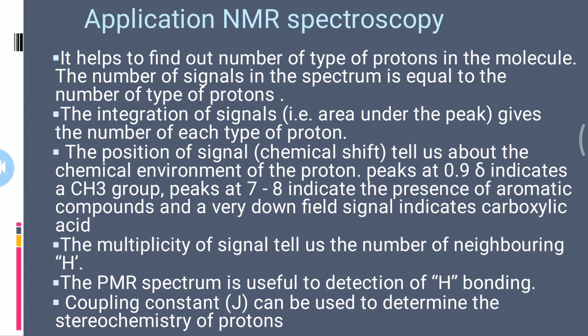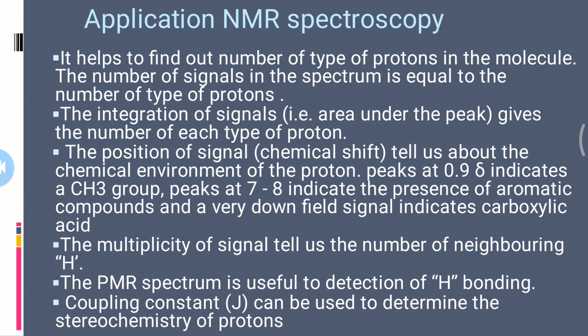First, it helps to find out the number of types of proton in a molecule. The number of signals in the spectrum is equal to the number of types of proton. Second application, the integration of signals, that is, the area under the peak, gives the number of each type of proton. The position of the signal, or chemical shift, tells us about the chemical environment of the proton.